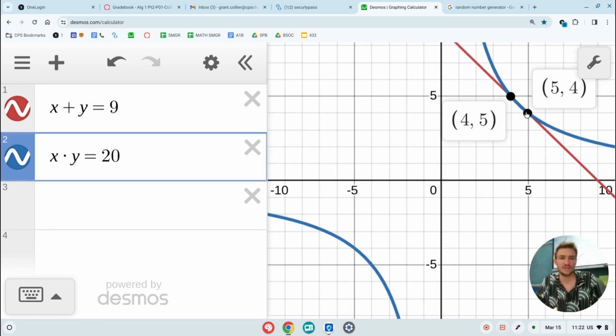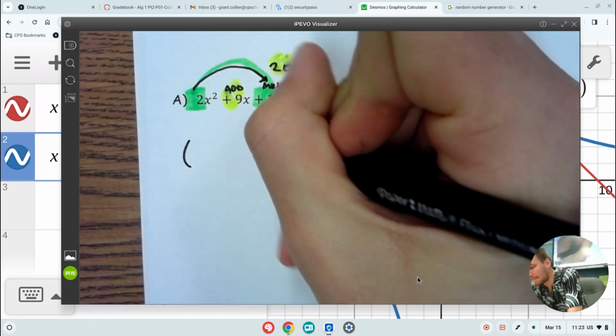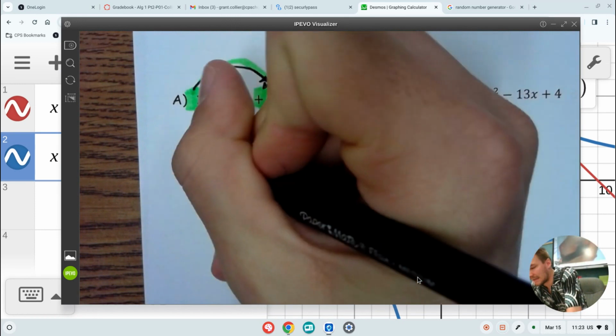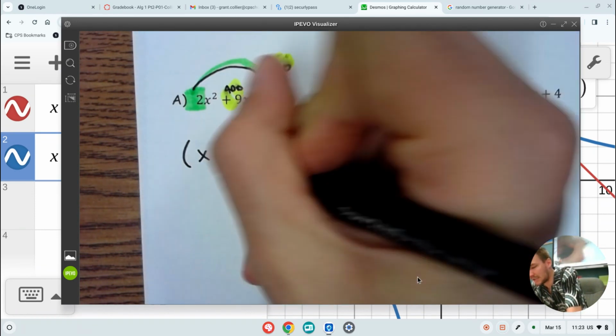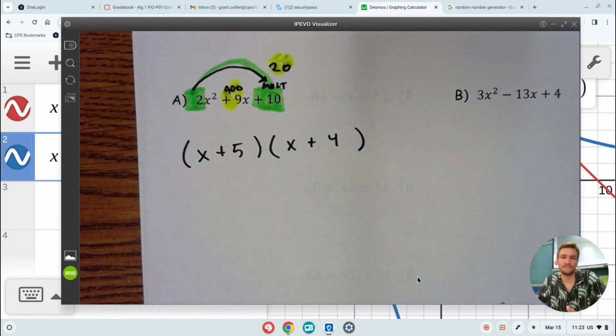Look at where they touch. 2 dots. They're both answers. 4, 5 or 5, 4. Doesn't really matter. So I'm going to write my answer, parentheses, x in the first position, plus 5, plus 4.